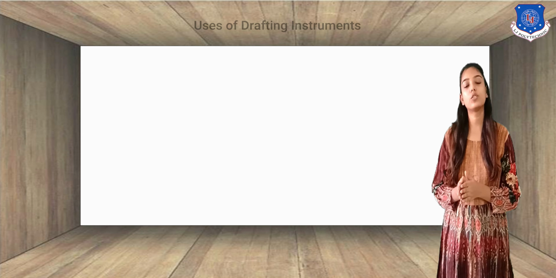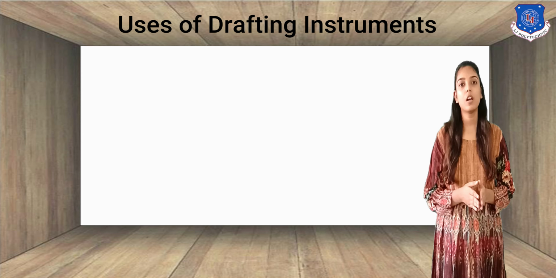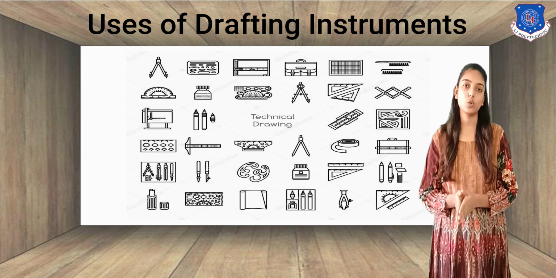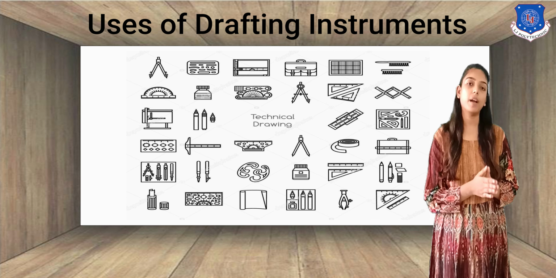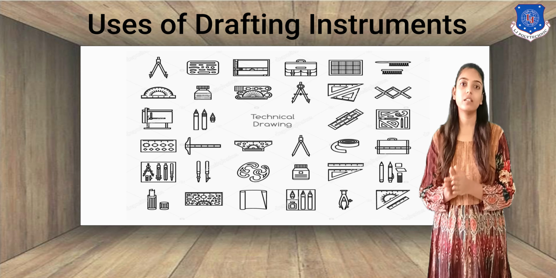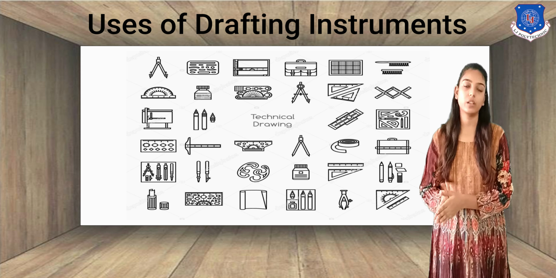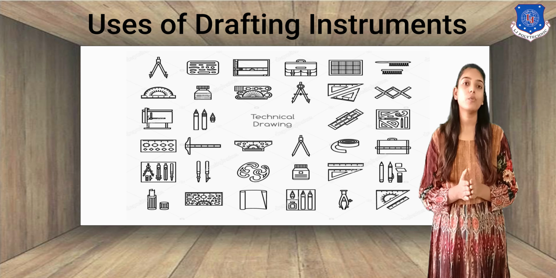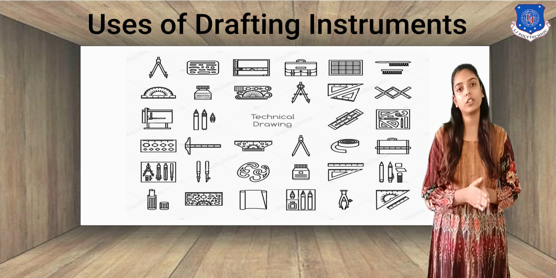There are also different types of instruments which are used in architectural drafting and in everyday situations, for example pencil, sketch, scale, eraser, compass, etc. So these are all the drafting instruments which we use for drafting purposes.